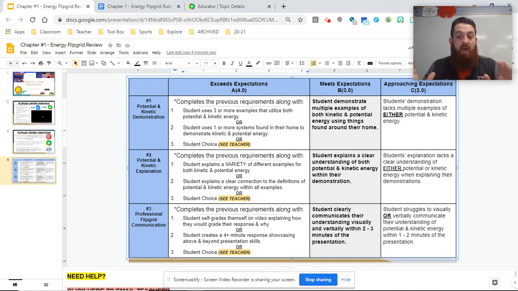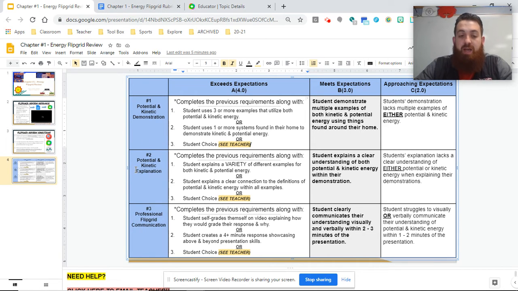You can choose any of the 3 and you'll get the A as long as you obviously complete the prior requirements. So the other thing you do is uses 1 or more systems found in their home to demonstrate kinetic and potential energy. So no longer are you just using one item, you're using a system and showcasing the different forms of energy. You do one of those, you'll get the A. The last one is student choice, okay? Student choice is where you take your demonstration to the next level. As I said, you need to contact me if you have an idea for how you can demonstrate kinetic and potential energy in the next above and beyond way. Otherwise, you have those 2 options above, okay?